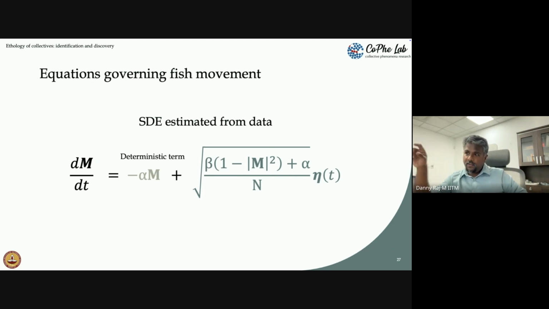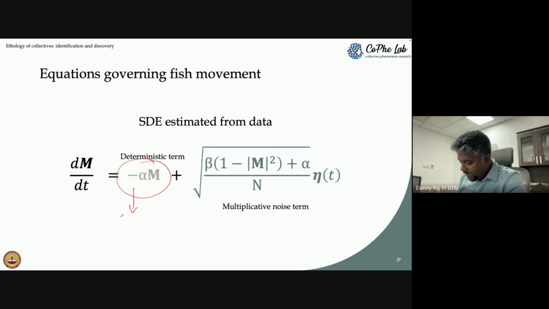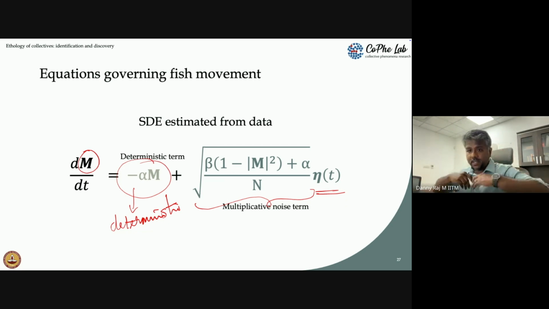Okay, first, this is the only deterministic part. All of this belongs to the noise. And this is typically called the multiplicative noise term. Now, what is m? It's how ordered the system is, right? So if m is a large value, it means large order, close to 1. M close to 0 would mean low order.